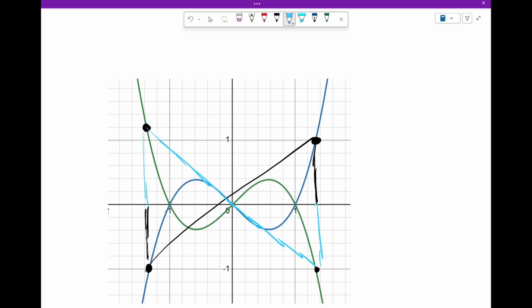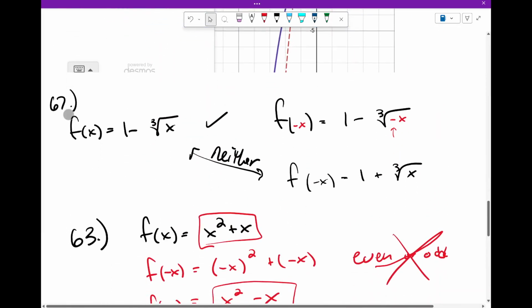And I hope this helped with the homework. Remember, I did 67 first by accident. That one's right here, and this one was neither. Okay.